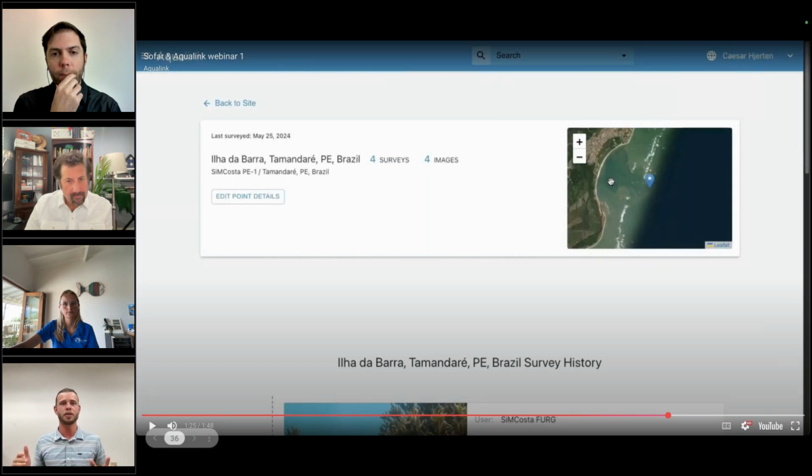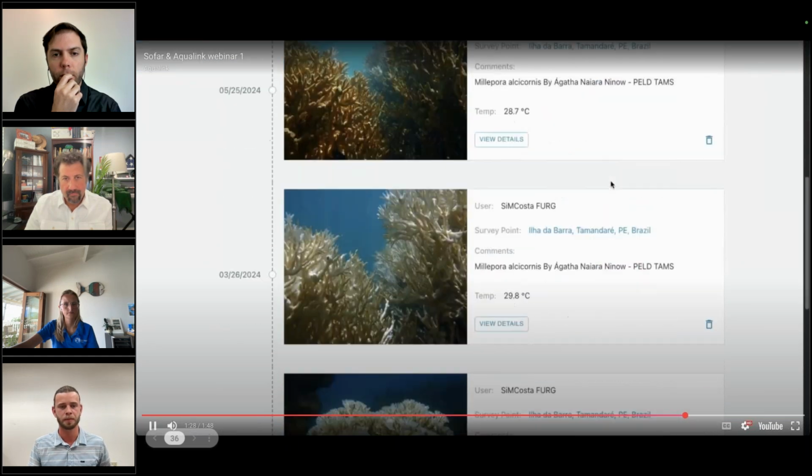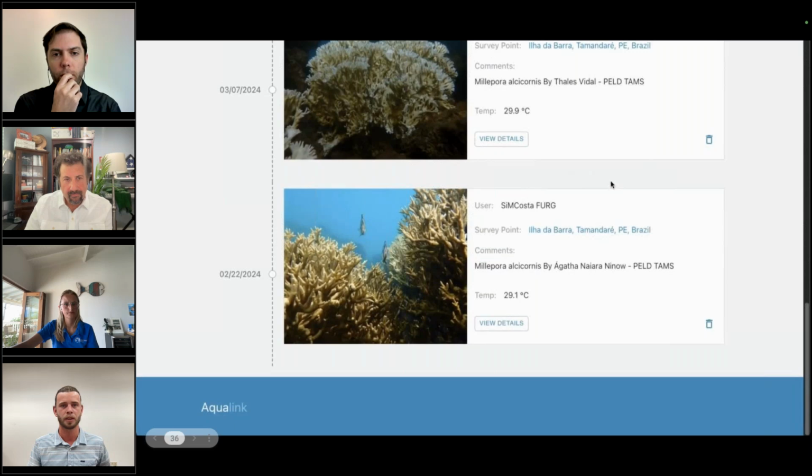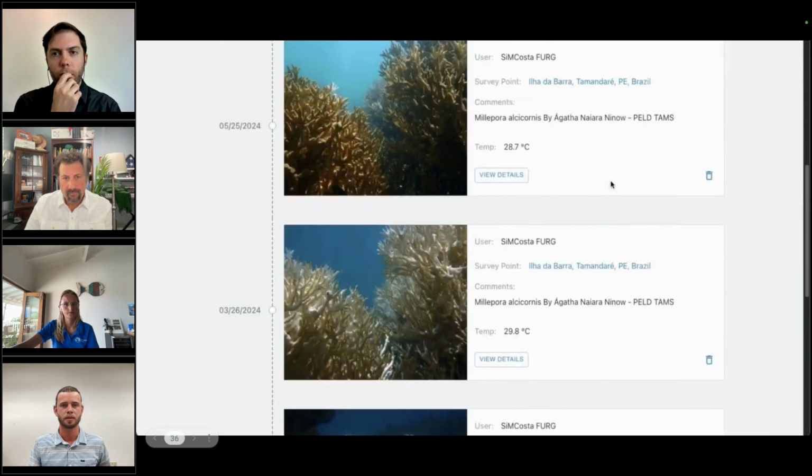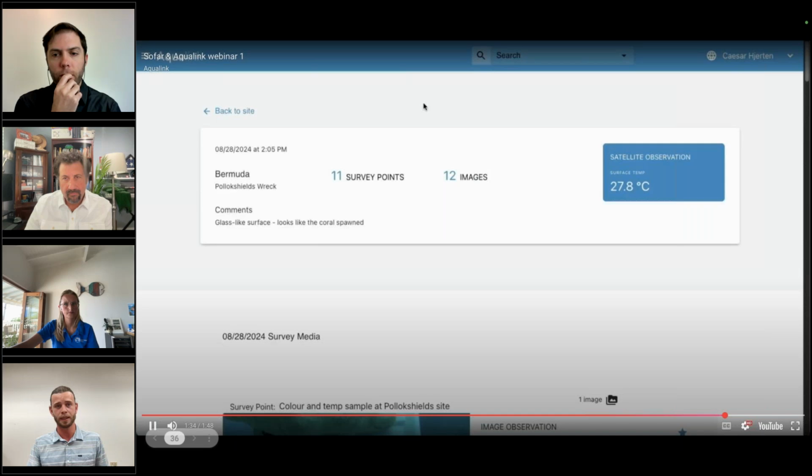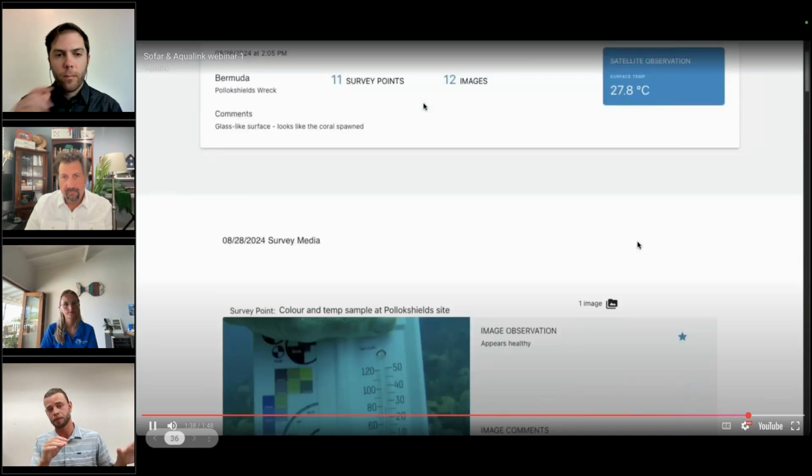Here we can see all the surveys that were conducted at this specific point in the reef and how the health of these corals changed over time. If we take a look at a survey from another site, we can see all the survey points that were surveyed during this specific dive.